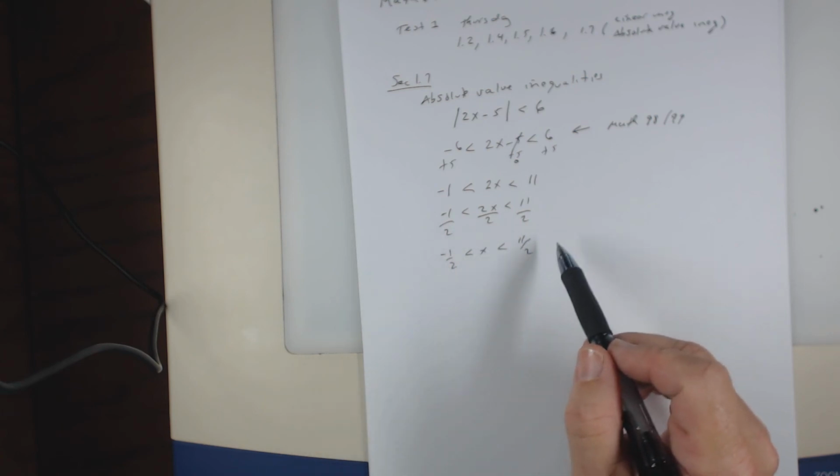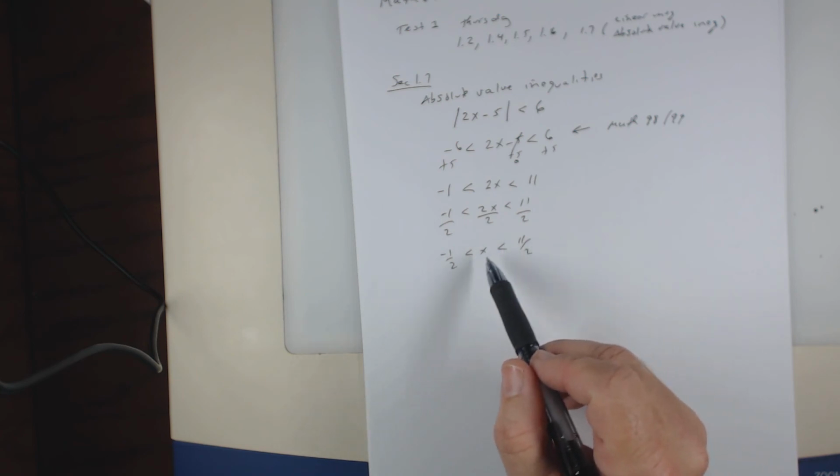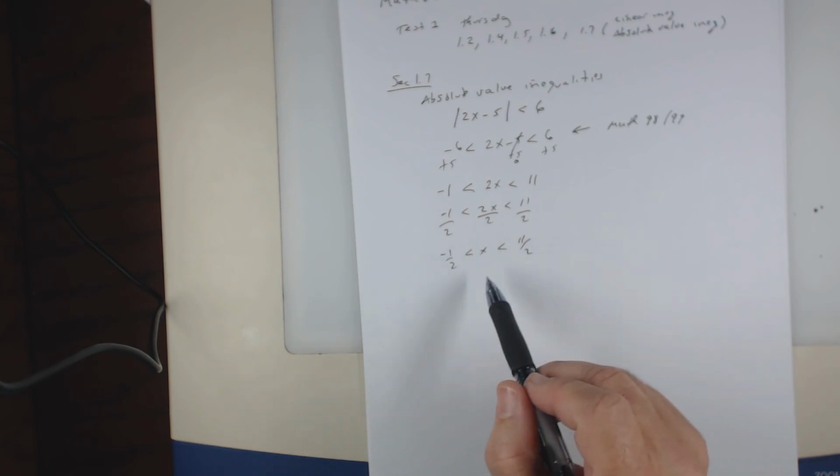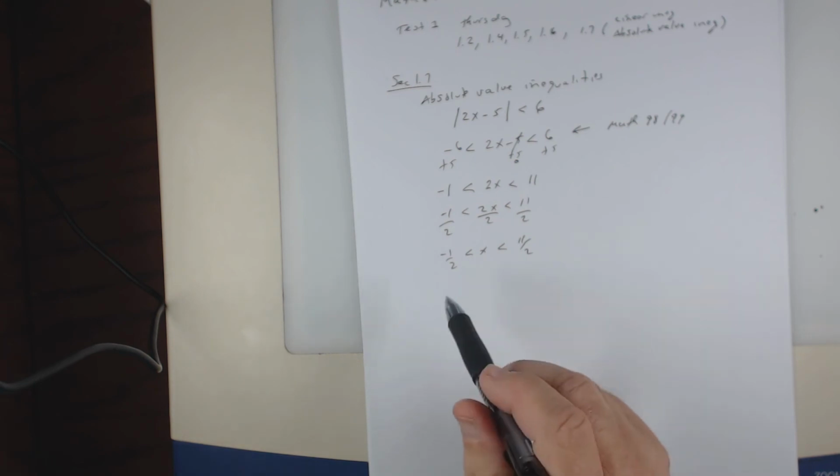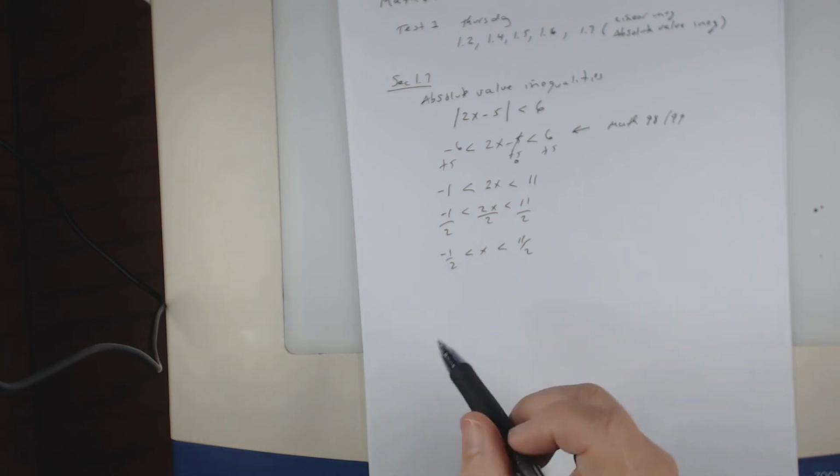No, that's not the word I want to use. What? An infinite number of them. Okay, there's an infinite number of solutions. That's why you can't list them. You have to graph them.